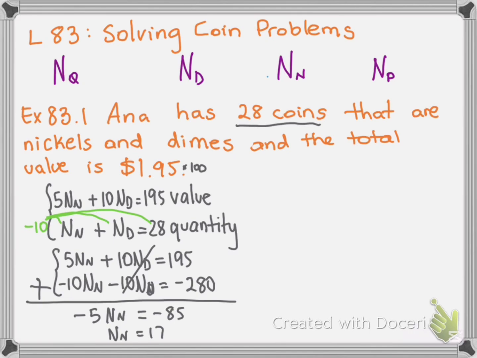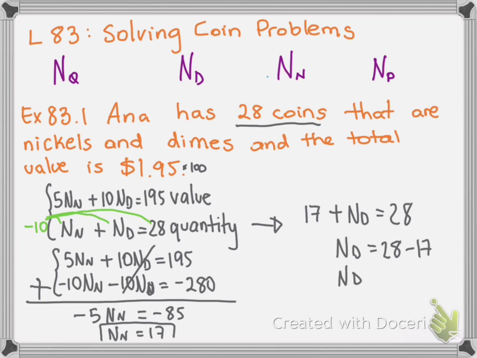Now, since we're talking about coins, we have to have a positive number, and it has to be a whole number. We cannot have negatives, or fractions or decimals, because we're talking about coins. Now, after we have the number of nickels, then we have to go back to the original equation of quantity and find the number of dimes. We know that the number of dimes plus the number of nickels is 28, so we have to pass the 17 to subtract. And if we subtract that, the number of dimes is 11. So there are 11 dimes and 17 nickels.